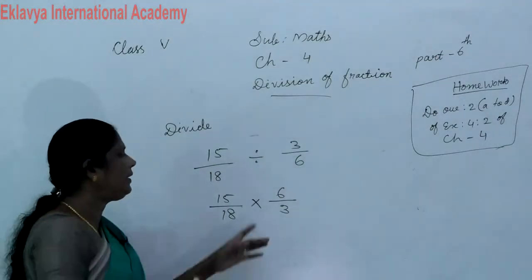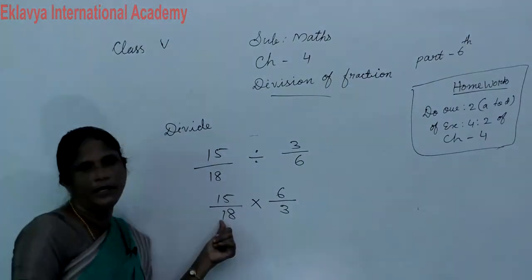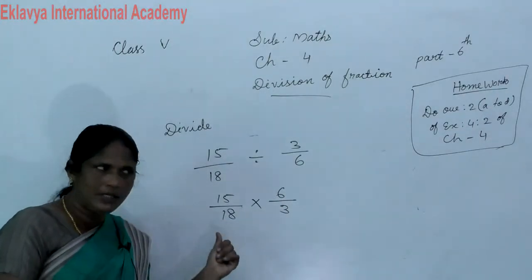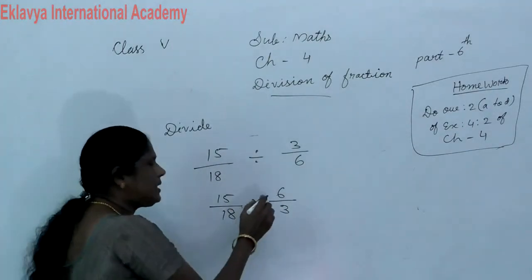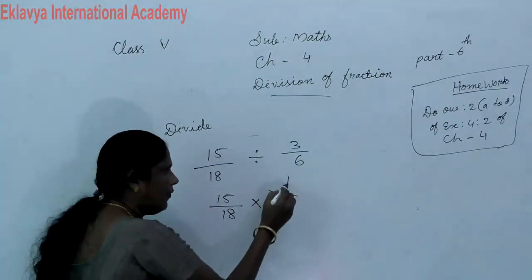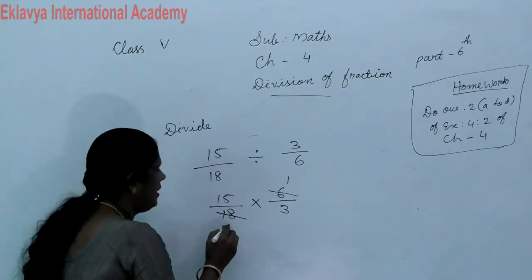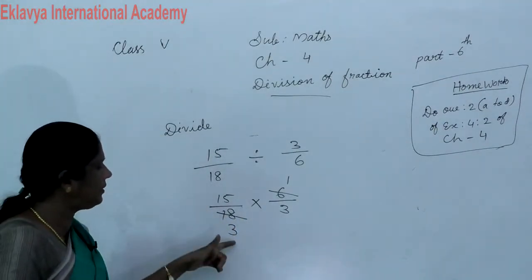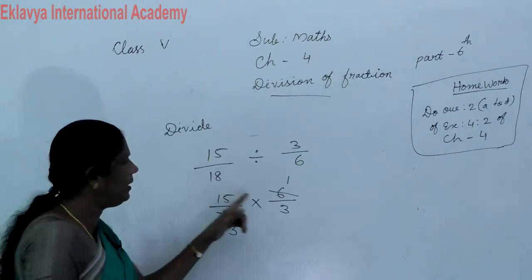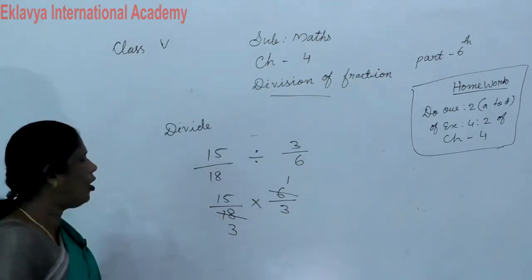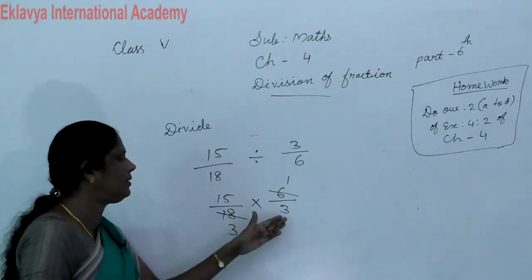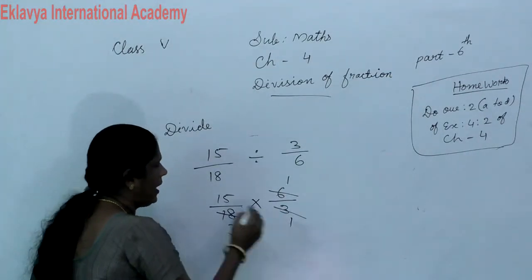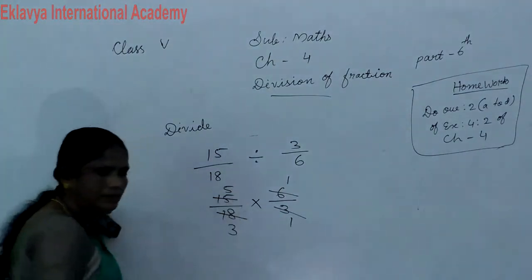Then first we cut 6 and 18. In the table of 6, how many times does it come? Here 1, here 3. Then 15 and 3. The common factor of 15 and 3 is 3. This 3 one time, here 5.